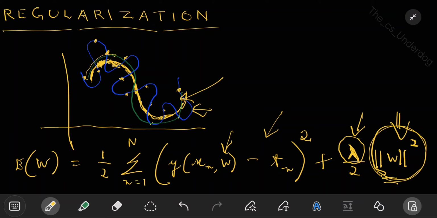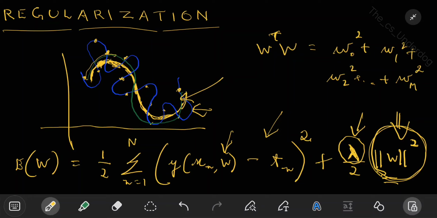And one more thing, what does this square mean? That means W transpose W. I already told you W is the vector of all W's, that is W0, W1 and so on. So what will W transpose W give? That will give you W0 square plus W1 square plus W2 square up to, let's say there is an mth order polynomial, Wm square. So basically it is a sum of squares.